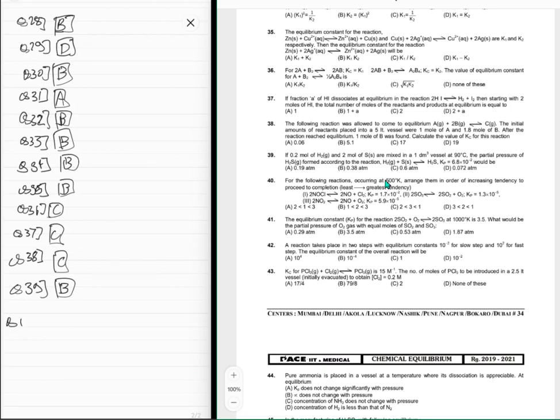Question number 40. For the following reactions occurring at 500 Kelvin, arrange them in the order of increasing tendency to proceed to completion. Okay, tendency to proceed to completion. I mean none of them are going to proceed to completion, we just know that, but by tendency, they probably mean the degree of dissociation, and if it's very big, then that's good.